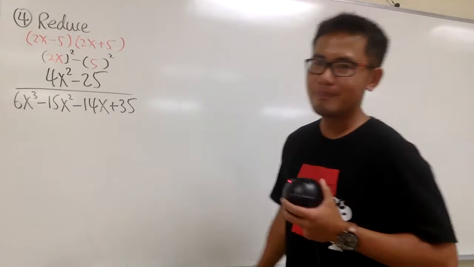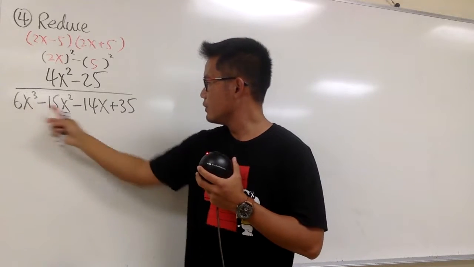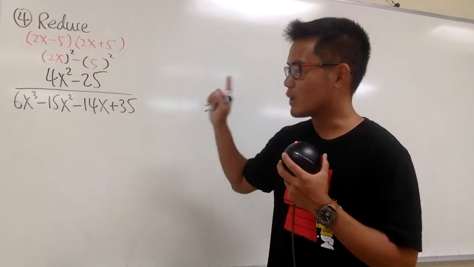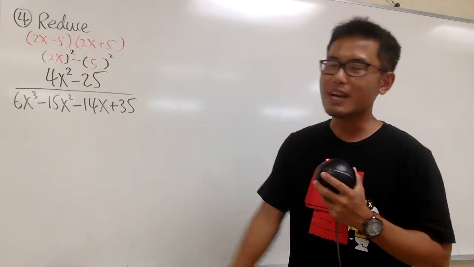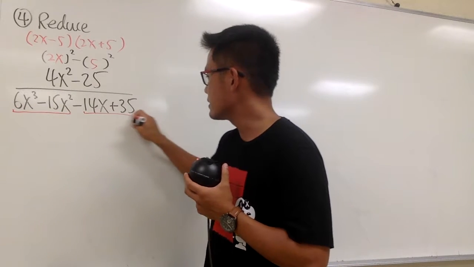On the bottom, we have a total of 4 terms. And if you notice, there's no common factor for all the 4 terms. But it's okay, because we can do this by grouping. And that's a good strategy whenever we have 4 terms, right? Okay, so let's look at the first 2 and also the second 2 like this.